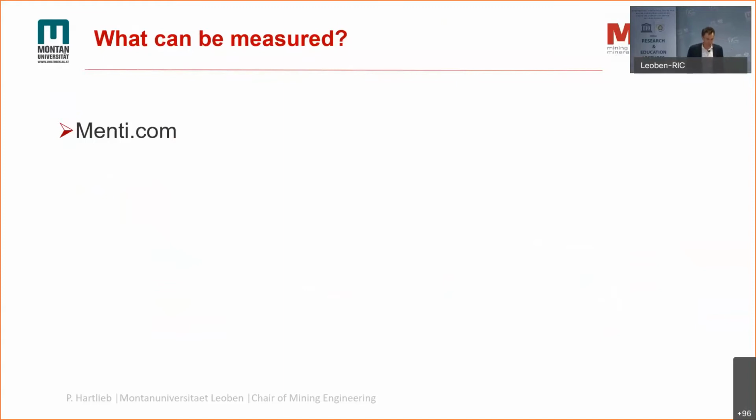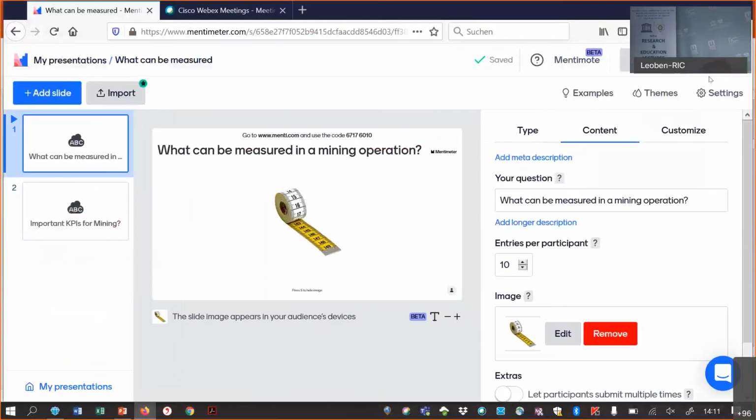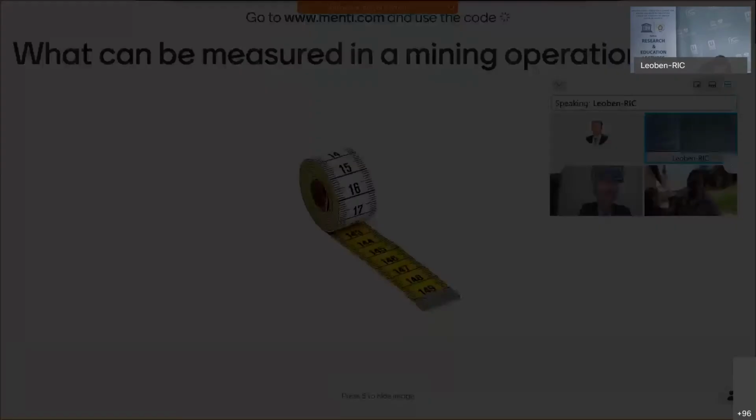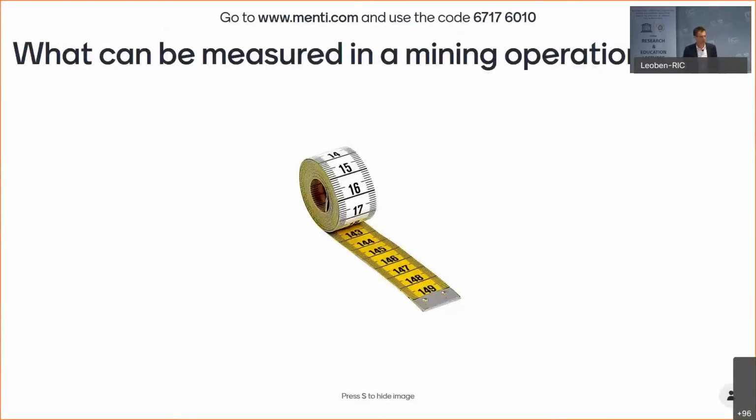To do that, I prepared a little Mentimeter survey for you. I want to know from you, and I have to change my setup a little bit, what you would like to measure in a mining operation. So for doing so, I think you're all familiar with Mentimeter. I would ask you to go to the webpage that is highlighted on top here. It's menti.com. And please insert the code that is here, 67176010. And I reserved up to 10 spots for you to type in your thoughts on what can be measured in a mining operation.